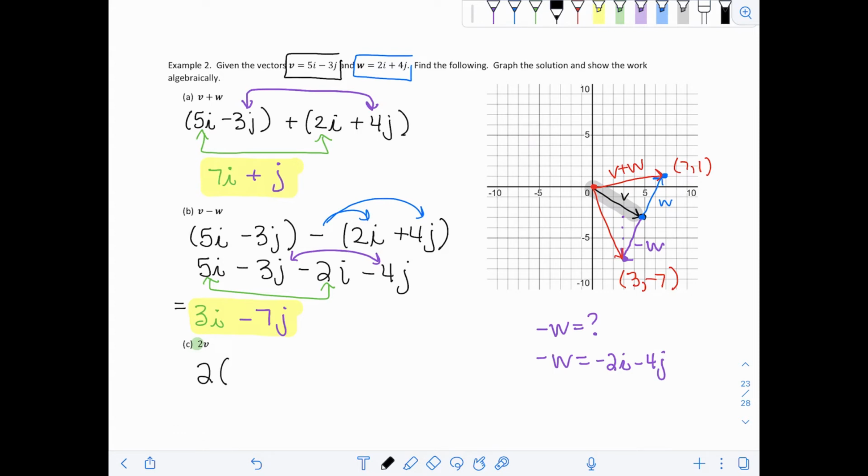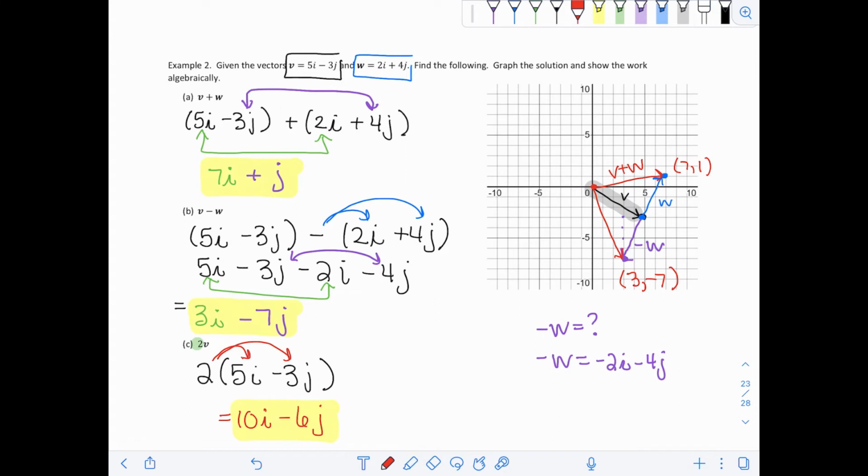So 2 times, if I rewrite vector v, that's 5i minus 3j. I can just distribute that. So that becomes 10i minus 6j. And that's our final answer. So what does that mean graphically speaking? Well, if we're multiplying it by 2, we're doubling it.